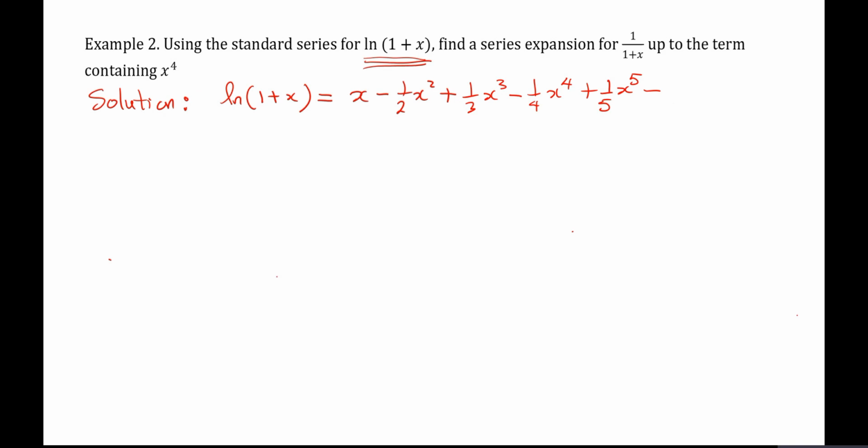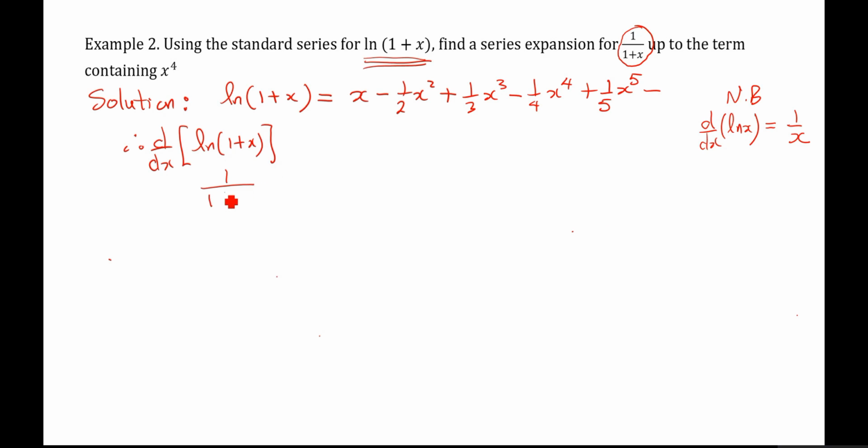Well, what is the question? They want a series expansion for 1 over 1 plus x. Well, how do I obtain that? Well, let's quickly recall. What is the derivative of ln of x? That is 1 over x. Therefore, what is the derivative of the ln of 1 plus x? Well, that derivative is 1 over 1 plus x.